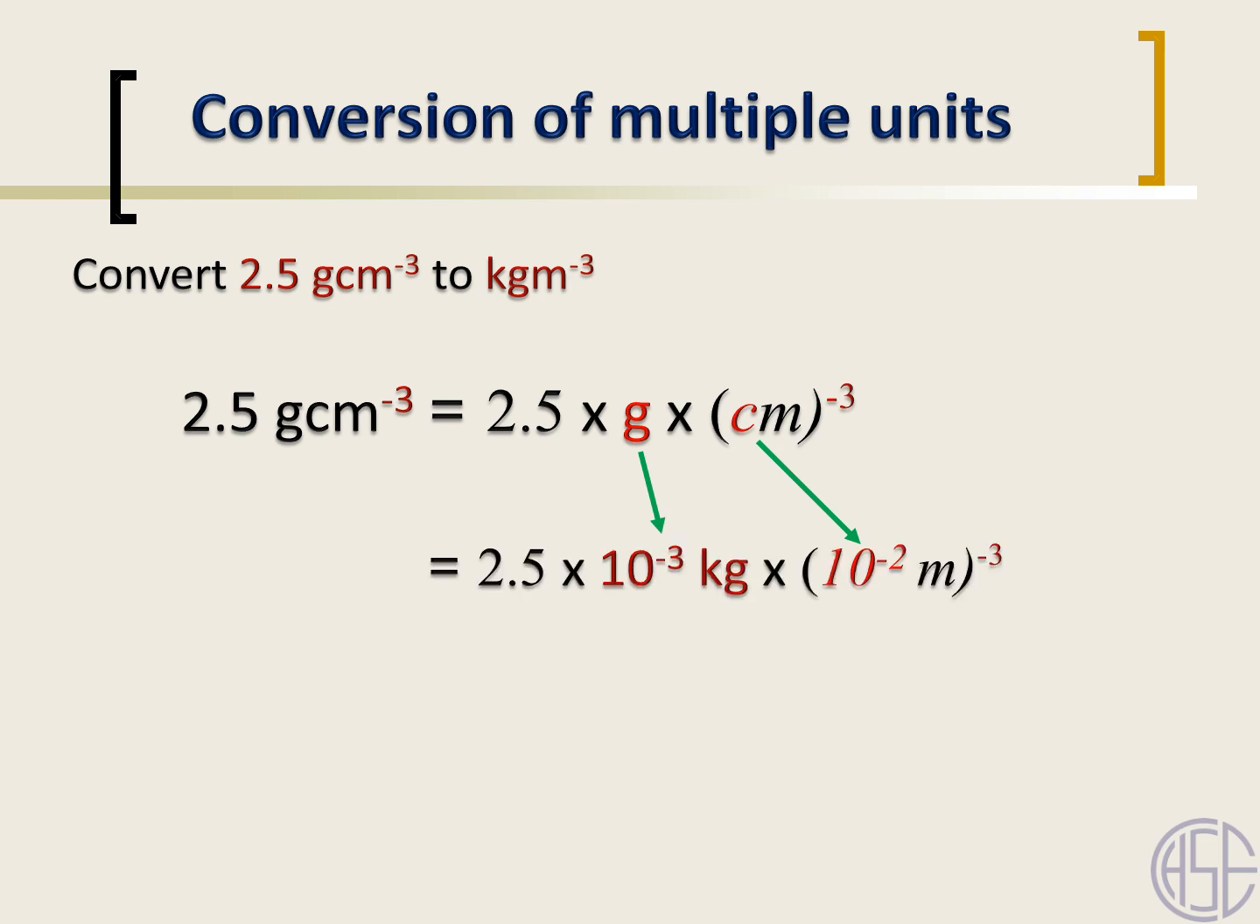Gram I can write as 10 to the power of minus 3 kg. Already we have memorized these values. That's the only way you can directly do this. Gram is always equivalent to 10 to the power of minus 3 kg. So gram part I have converted. Now centi. Wherever you see centi, you can replace by 10 to the power of minus 2. So I just did that. Then put the power as it is.